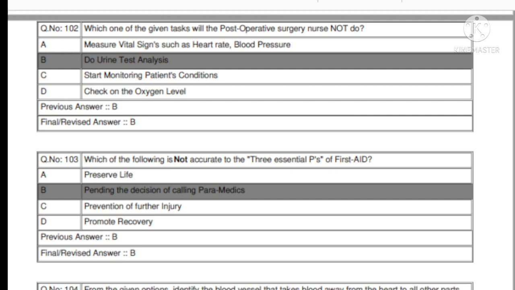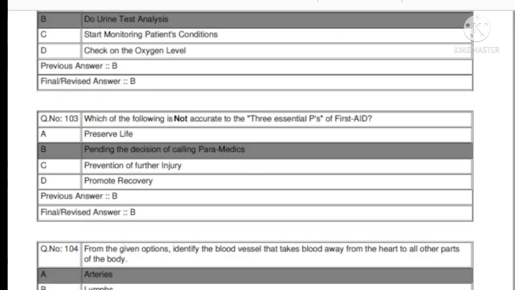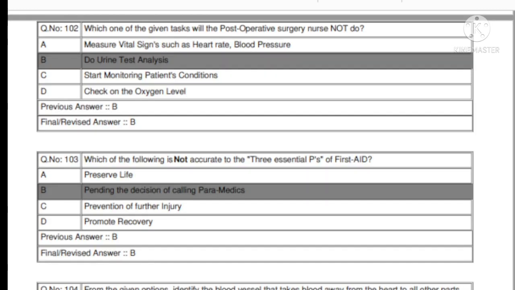So here the question asks us, in the post-operative surgery, a nurse is supposed to measure vital signs such as heart rate, blood pressure. A nurse is supposed to monitor patient's conditions. A nurse is supposed to check oxygen levels of the patient, but a nurse is not supposed to do urine test analysis. So its answer is B, do urine test analysis.